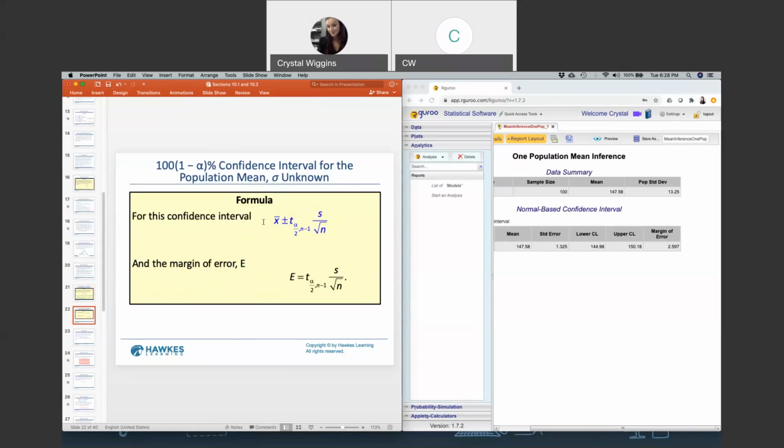Okay, we have our confidence interval and our margin of error. Same setups for the formulas, just different pieces that get fit in because of what we're given or not given.